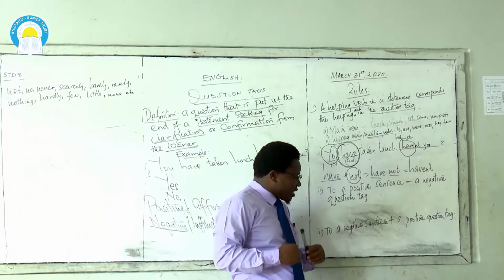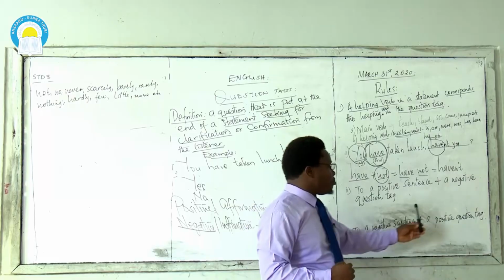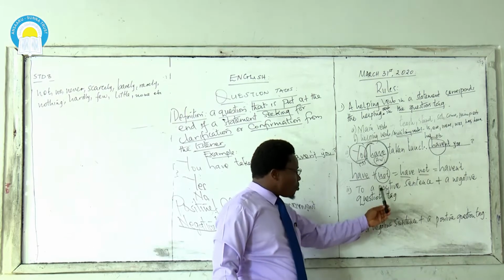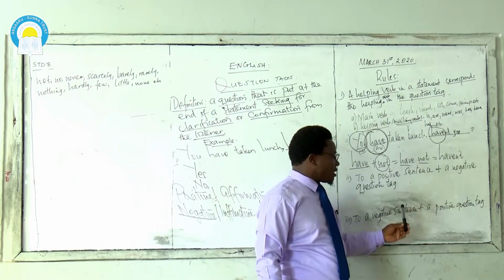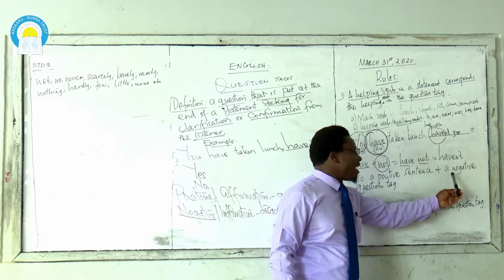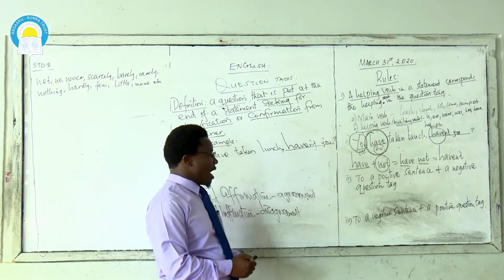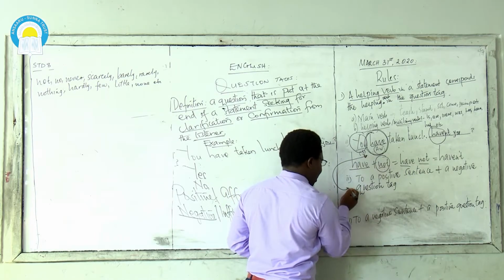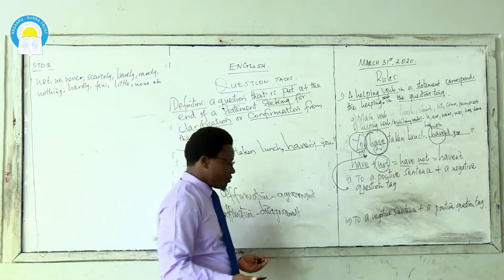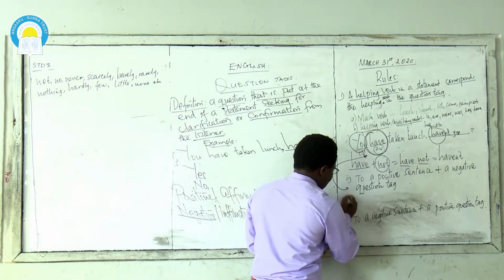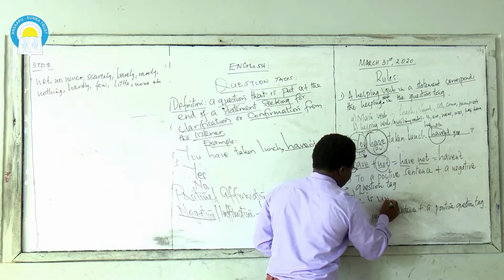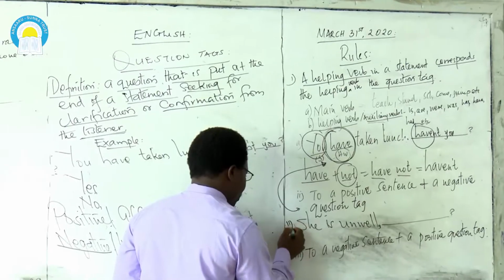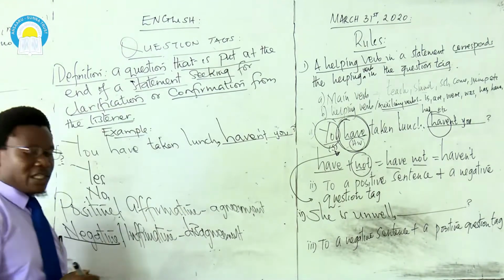And to a negative sentence, we should add a positive question tag. However, to a positive statement or sentence, we need to add a negative question tag. An example is the one illustrated here. But we can give another one. She is unwell. That's another example.